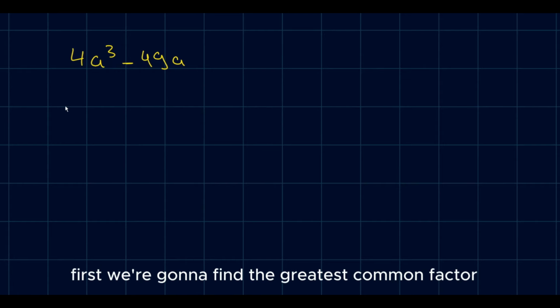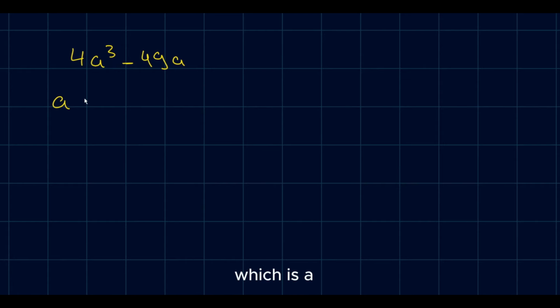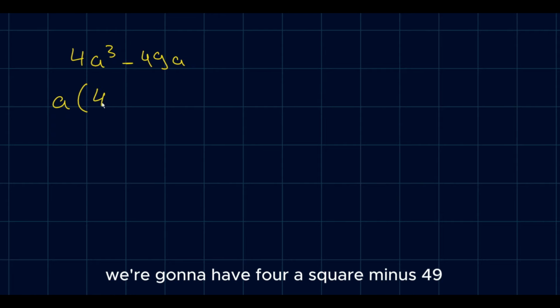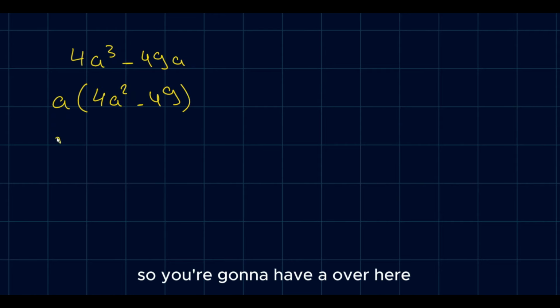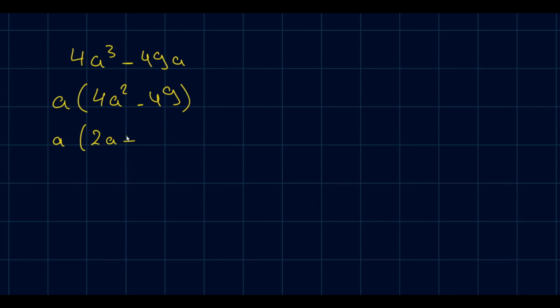That's it. Next, if we have 4a power 3 minus 49a. Now take your moment. First, we're gonna find the greatest common factor, which is a. So the first term, we're gonna have 4a squared minus 49. So we're gonna have a over here multiplied by 2a plus 7 times 2a minus 7.